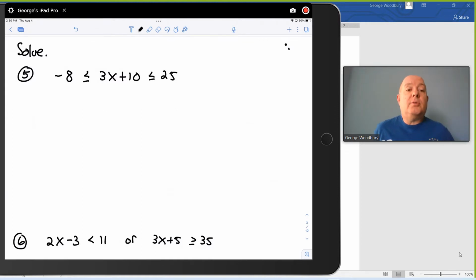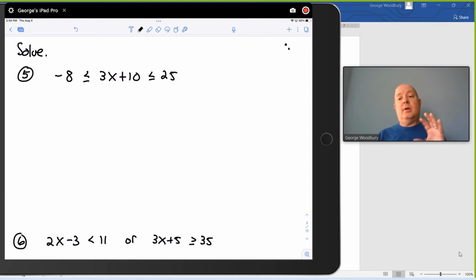The first one, number 5, is an example of an intersection or AND inequality. We're looking for values of x that make 3x plus 10 greater than or equal to negative 8, reading that from right to left, while at the same time making 3x plus 10 less than or equal to 25. So we're looking for 3x plus 10 to be between those two values.